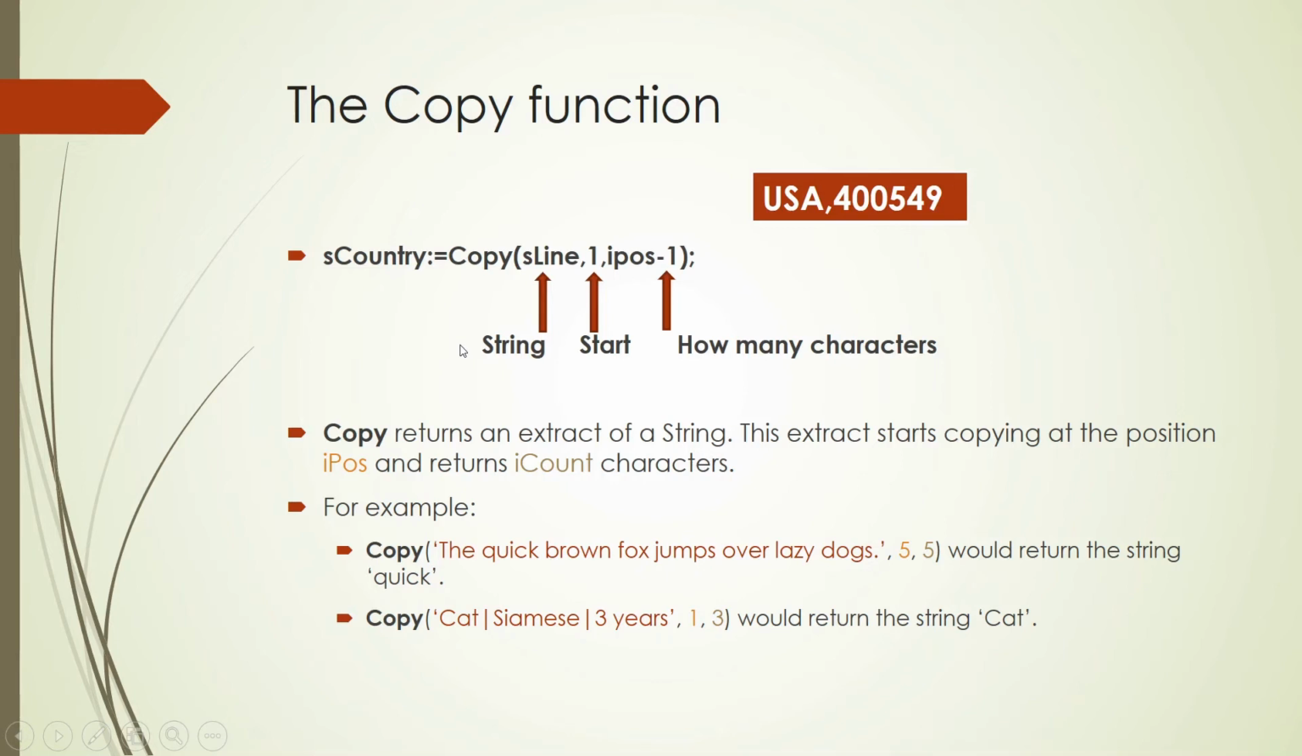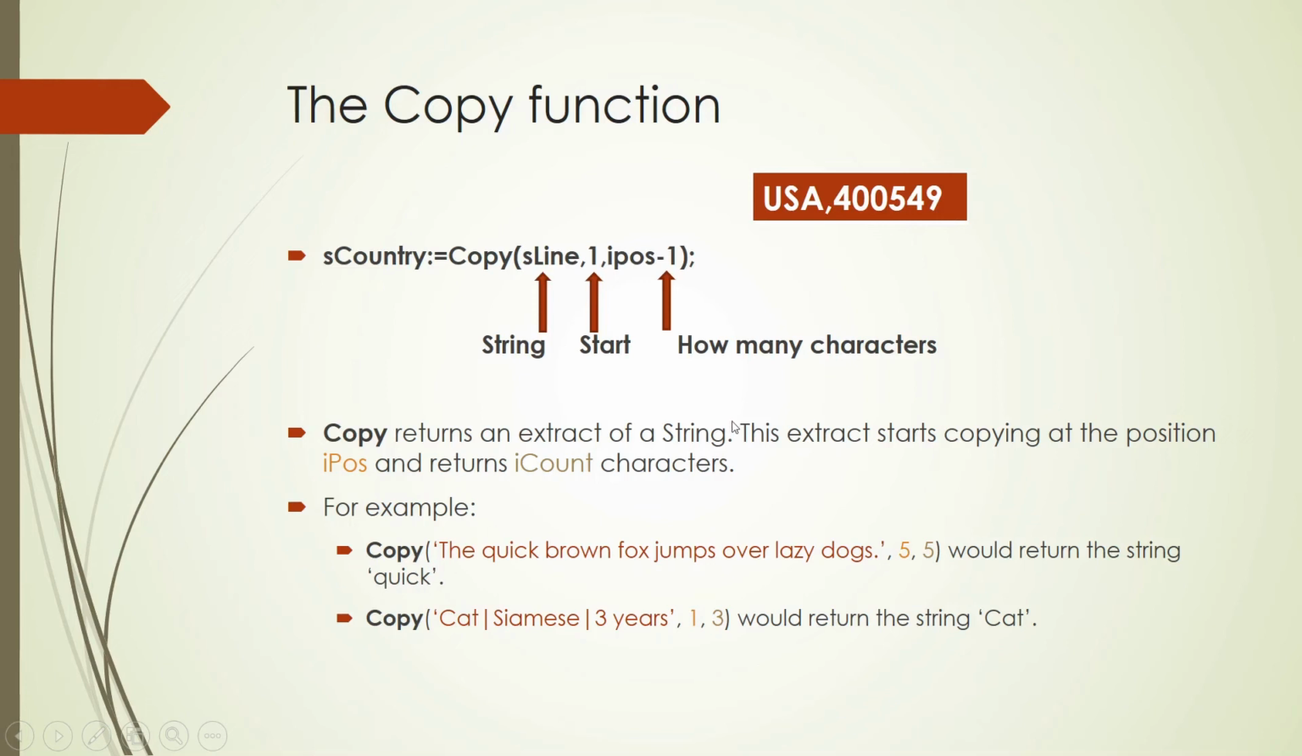Let's look at another example. The quick brown fox jumps over the lazy dog. This is where I want to copy from my string literal. My starting position is at index 5, and I want to take 5 characters. So I want to start at index 5, which is the letter Q, and I want to take 1, 2, 3, 4, 5 characters. It would return the string quick.